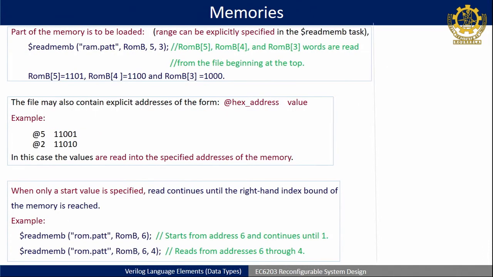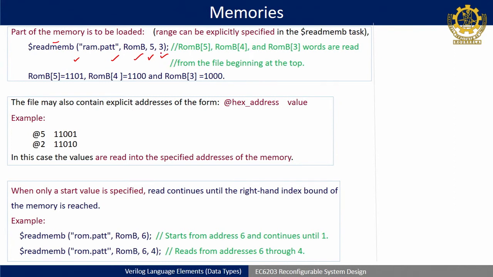Now, next, let us say there are different variations in this context. Let us say I have written $readmemb ram.pat, a .pat file. This is some random extension we have taken. ROM B is the memory or register where we are going to store. Then I have defined 5, 3. So, if you want to store the content of the file into a part of the memory, in that case you can just specify that range directly after ROM B.